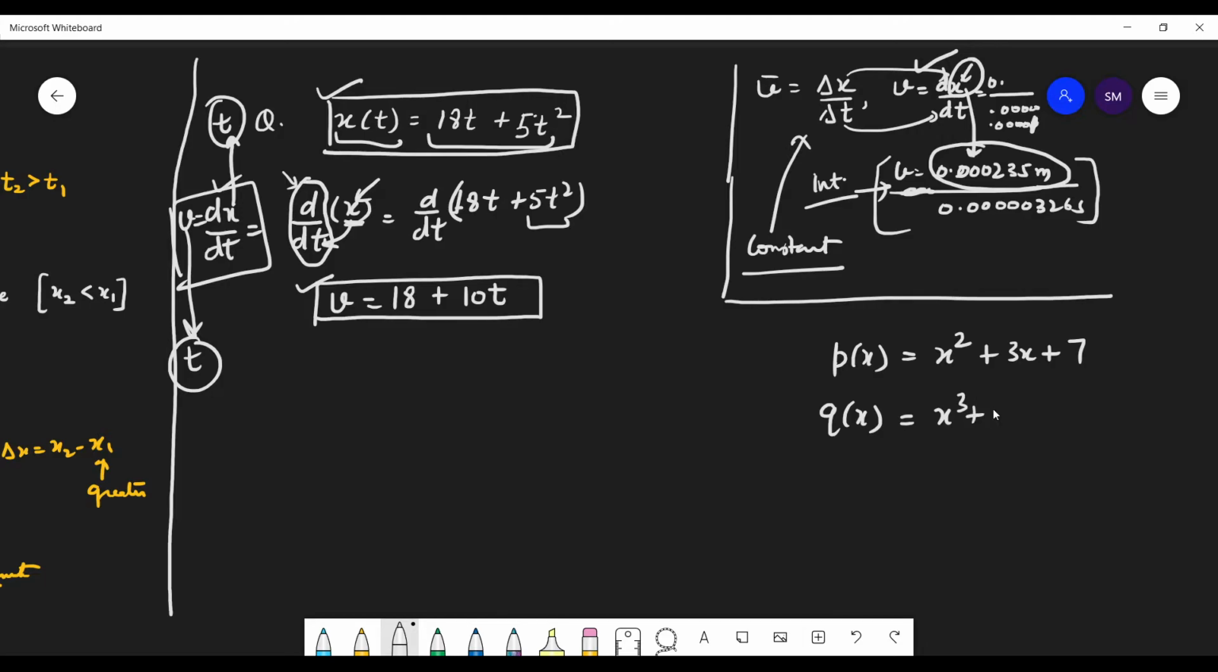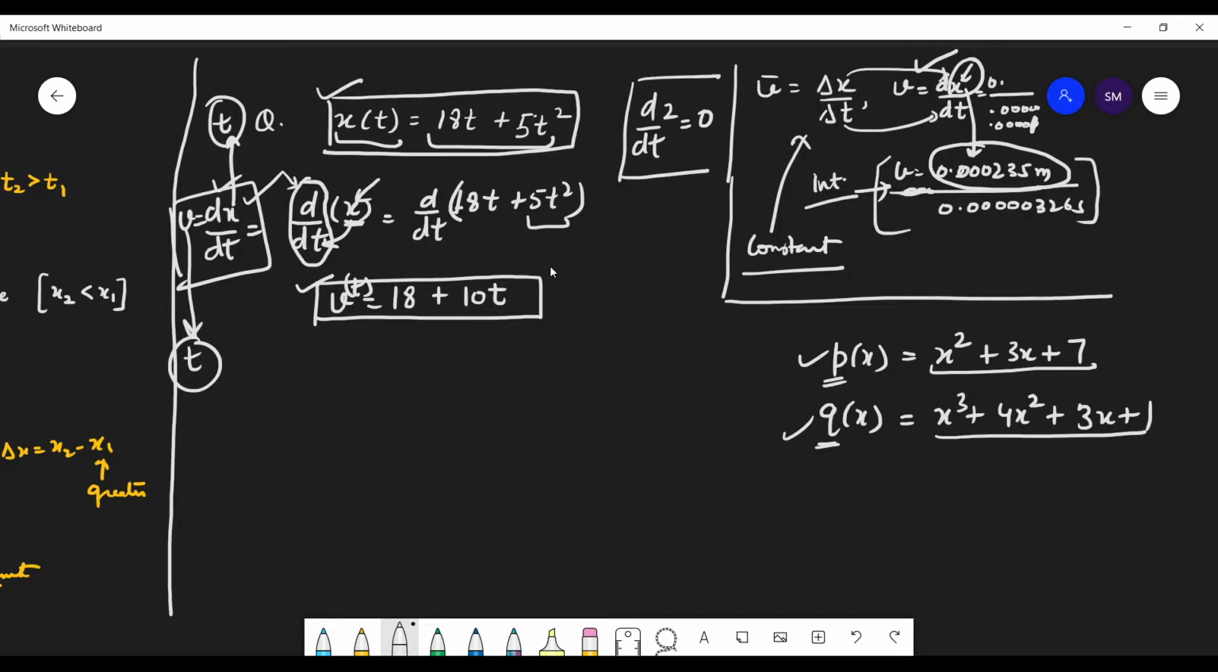So it can be x cube plus 4x square plus 3x plus 1. So it means this polynomial p, its value depends on x in this way. These are the functions. When we are dealing with calculus, we are dealing with functions and not with constant values. If we want the derivative of a constant, that will be 0. So here we are dealing with the functions.